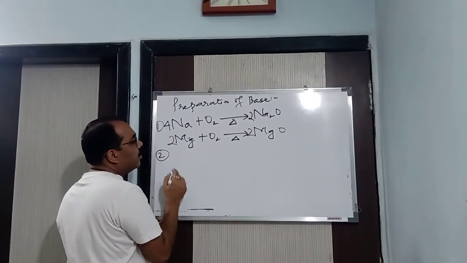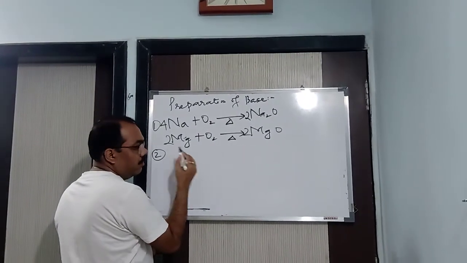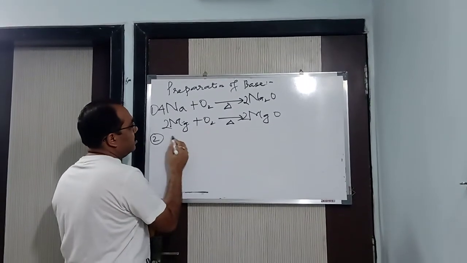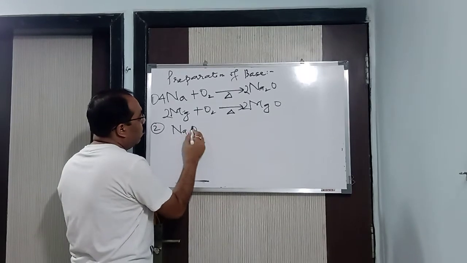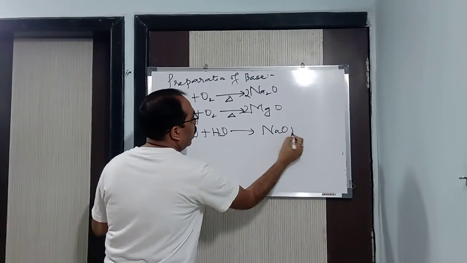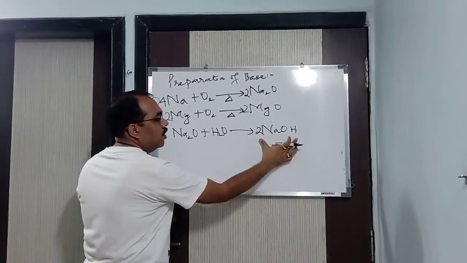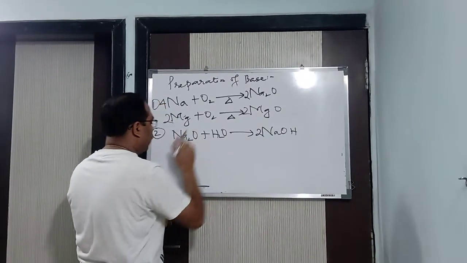The second method is that we can take metallic oxides. There we had taken non-metallic oxides in acids; here we will take metallic oxides. For example, if I take Na2O and react it with water, what am I going to get? I am going to get NaOH, that is sodium hydroxide. Similarly, potassium oxide reacts with water to give potassium hydroxide. Calcium oxide reacts with water to give calcium hydroxide.